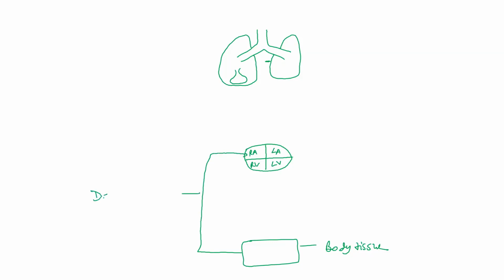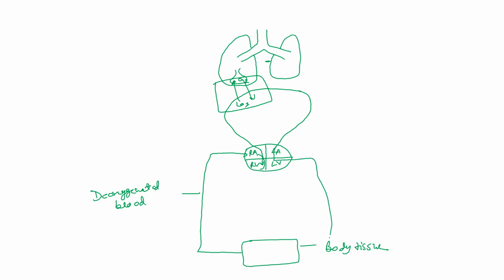Then from the right atrium, right ventricle, and from the right ventricle, it goes to the lung. Here, oxygen diffuses in and CO2 diffuses out. Gaseous exchange takes place. Then oxygenated blood comes to the left atrium of the heart, then left ventricle, and from the left ventricle, it pumps to the body tissue. Here, oxygen in and CO2 out. This is your oxygenated blood.